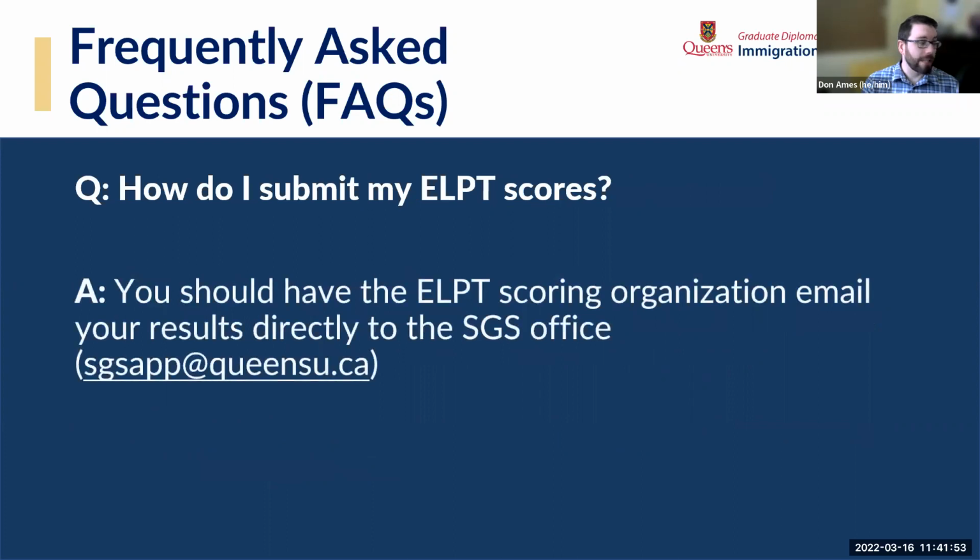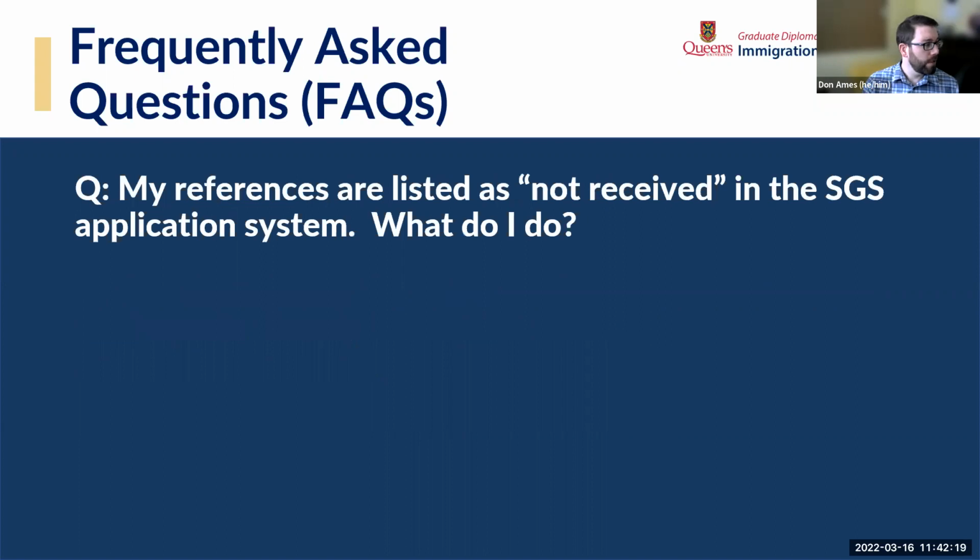How do you submit your ELPT scores? That's submitting them directly to the School of Graduate Studies office, sgsapp@queensu.ca. You can also CC Immigration Diploma at queensu.ca for those scores if you're sending them directly, or if you're having your program send them directly to the School of Graduate Studies, you can send it there, or grad.studies@queensu.ca. Make sure you're submitting all of your official documents directly to the School of Graduate Studies office.